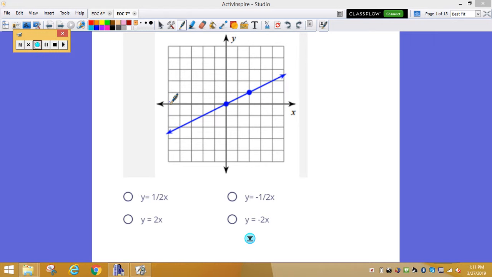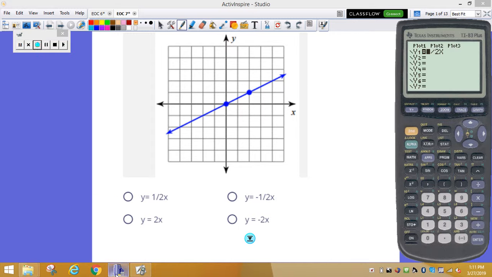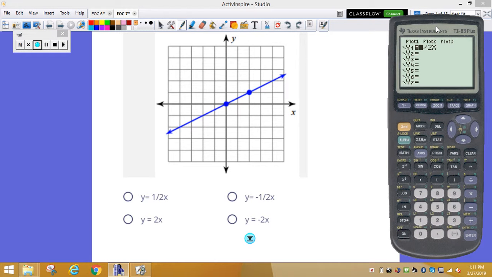So this lesson is all about equations of lines and how to write them and how to do them from tables and graphs and on and on and on. And the good news is that your calculator will do most of it. So this is a graph. We want to see which line, which equation matches.